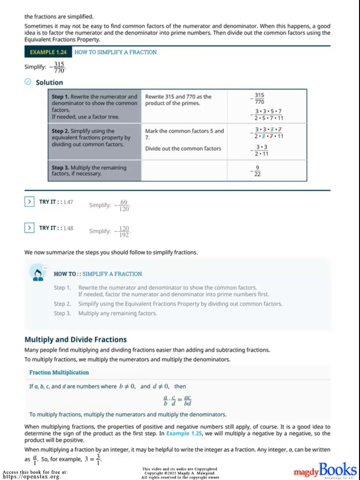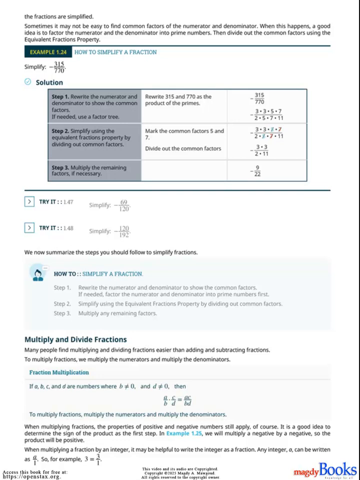Try it. 1.47. Simplify -69/120. Try it. 1.48. Simplify 120/192.